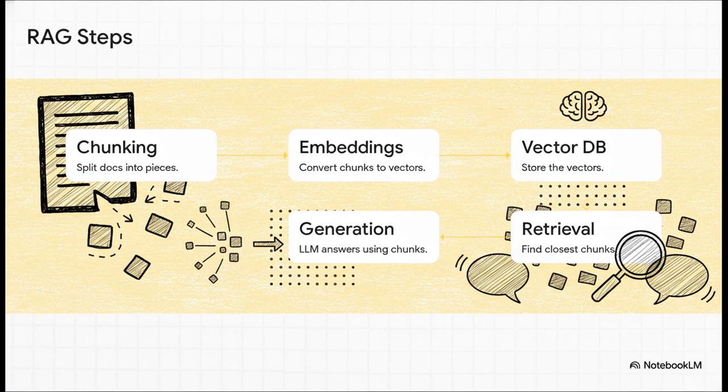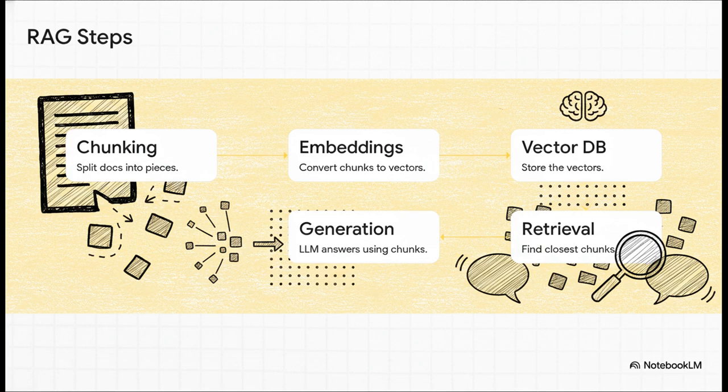First up is chunking. This is where you split your PDFs or wikis into smaller bite-sized pieces, and trust me, how you slice this data affects literally everything downstream. Second is embeddings. You convert each of those text chunks into a vector, which is basically just a huge mathematical list of numbers that represents meaning. Third, you toss all those vectors into a vector database.